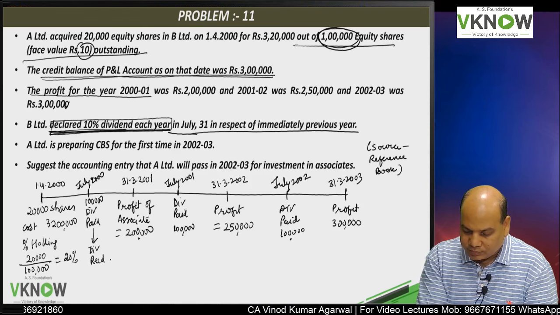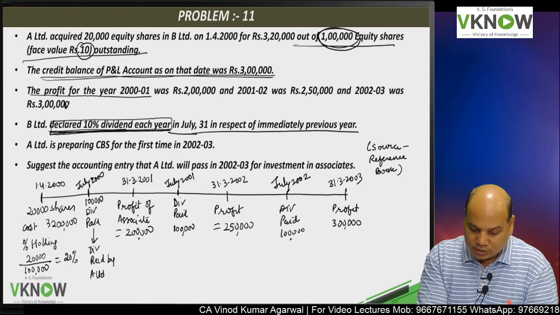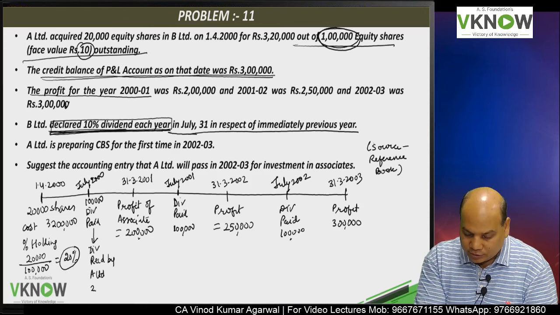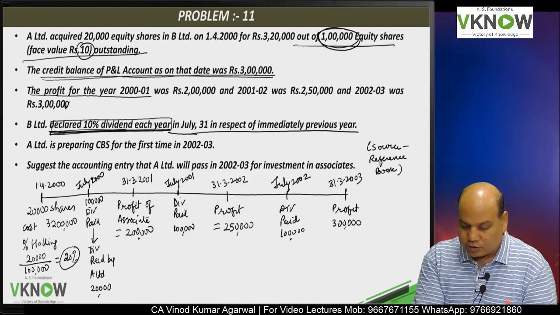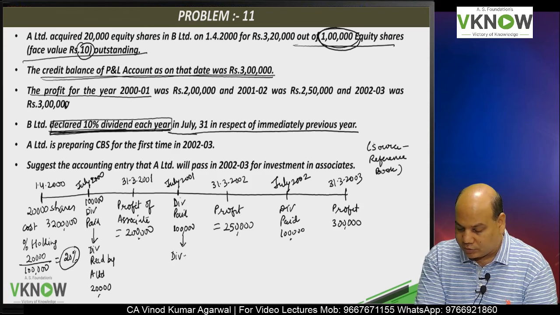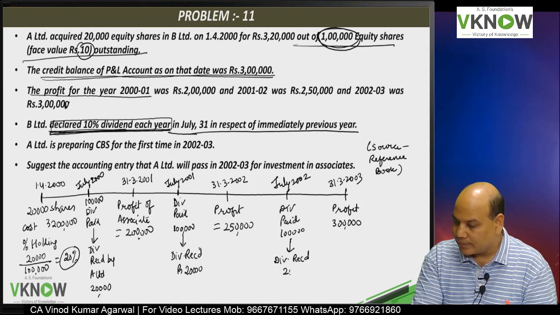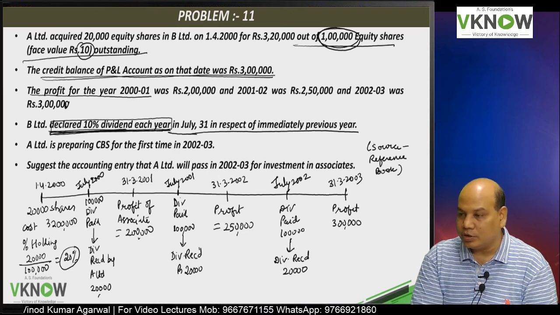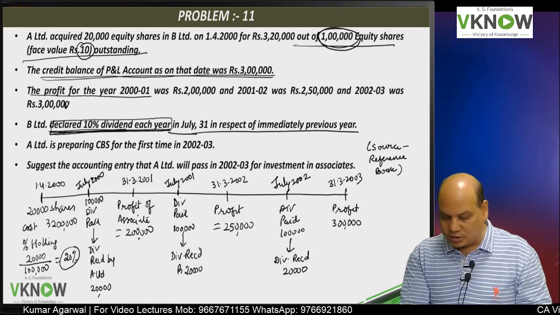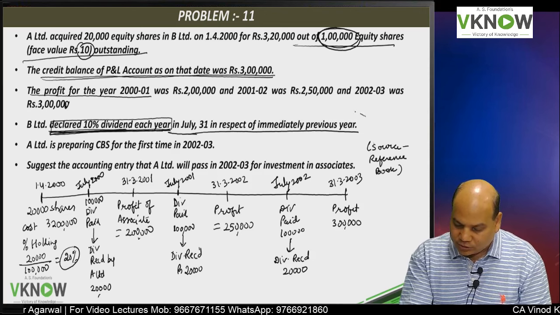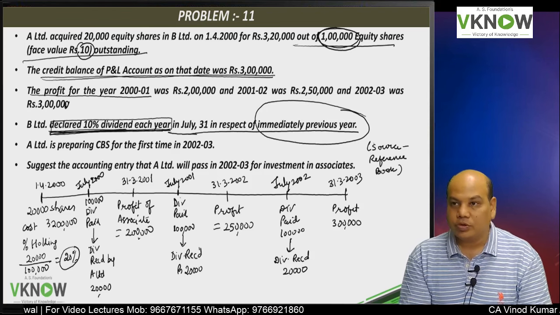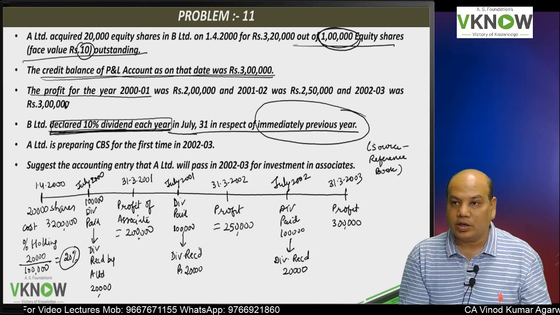Which also means dividend received by A Limited is 20% of 1 lakh. Dividend received every July is 20,000. Dividend received by A Limited, 20,000. I hope this is understandable. But this dividend relates to the previous year.